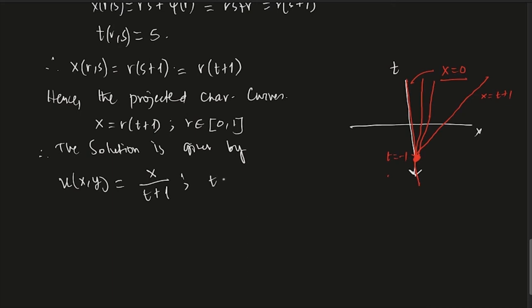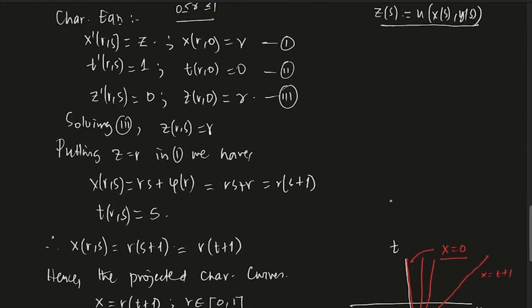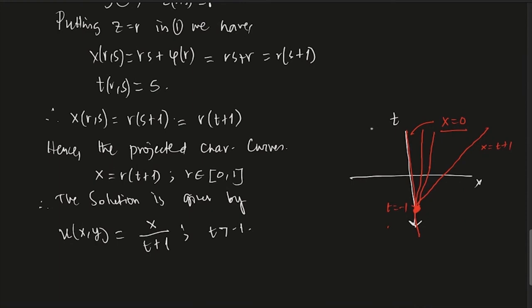So this t obviously cannot be minus 1, otherwise this blows up, right? So t is greater than minus 1. Okay, and this is evident from the projected characteristics. See, what is happening is this: along the characteristics, z is r, right? So z is constant along the characteristic, clear? Along the characteristic, z is constant.